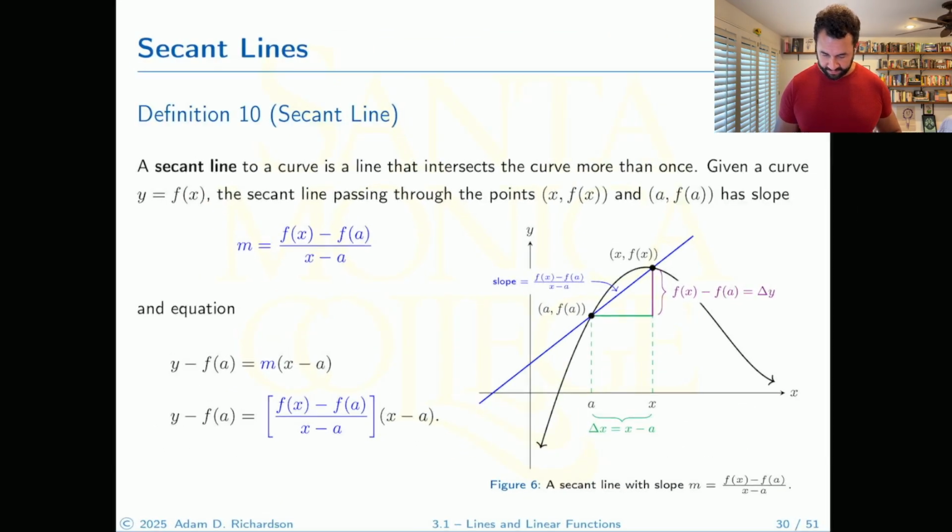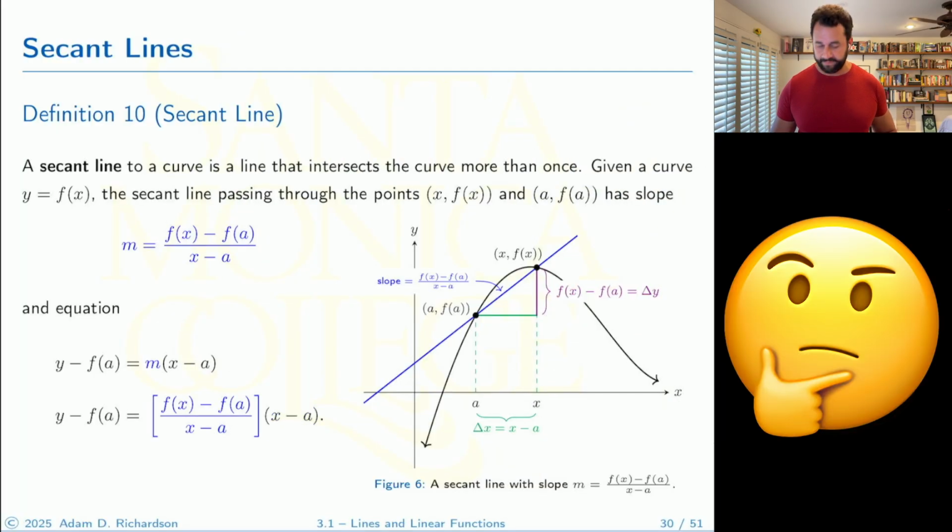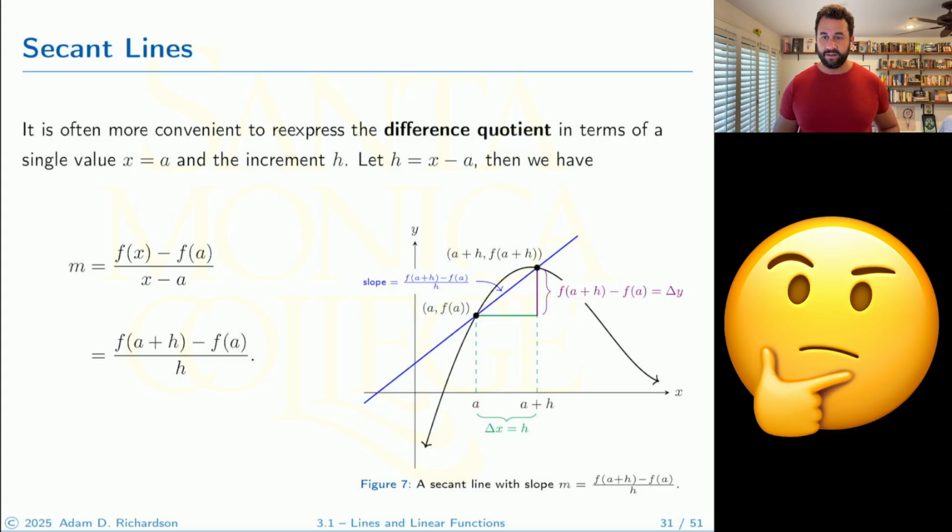Now I want you to stare at this for just a second. This is one where I want you to stare, and we're going to change things up just a tiny bit. So keep staring for a second. All right, still staring? Okay, good. Now, the truth is, it's often more convenient to re-express the difference quotient in terms of a single value, x equals a, and the increment h. H in this case is equal to delta x, all right?